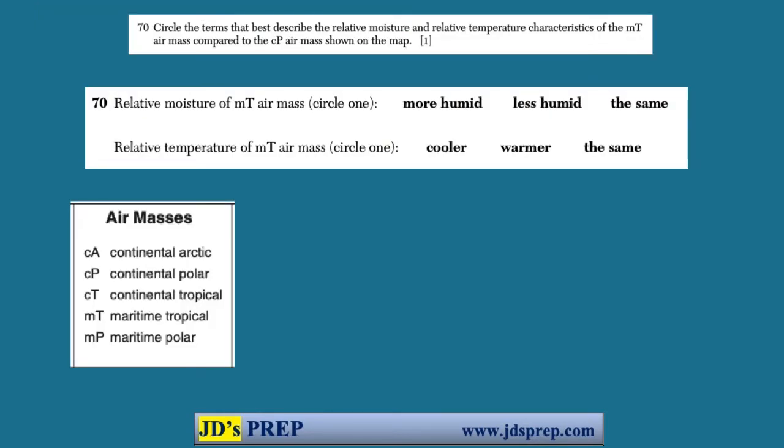The next question asks us to circle the terms that best describe the relative moisture and relative temperature characteristic of the MT air mass compared to the CP air mass. This legend right here is from your reference tables, just to remind you. MT stands for maritime tropical, CP continental polar. So compared to the continental polar, the maritime tropical will be more humid. It's maritime, it will always have more humidity, and the tropical versus the polar will be warmer, right?